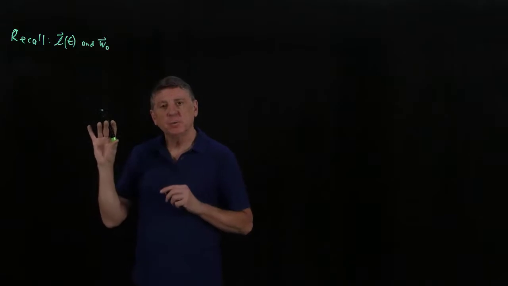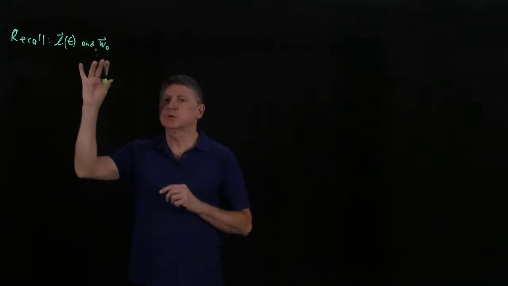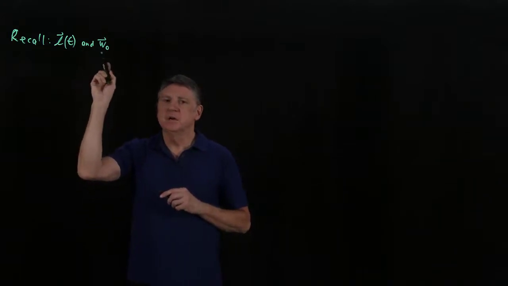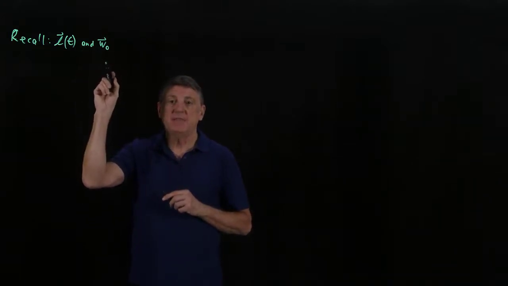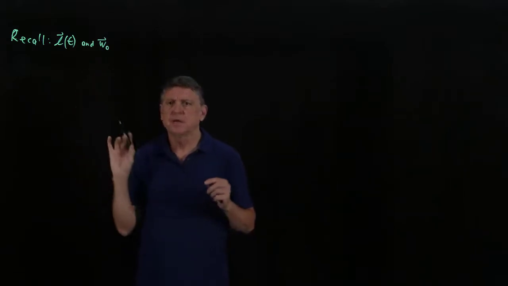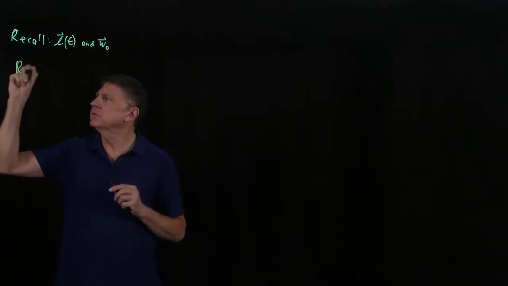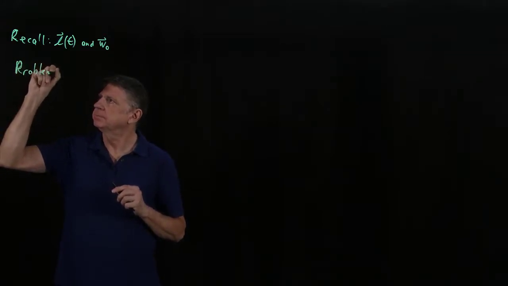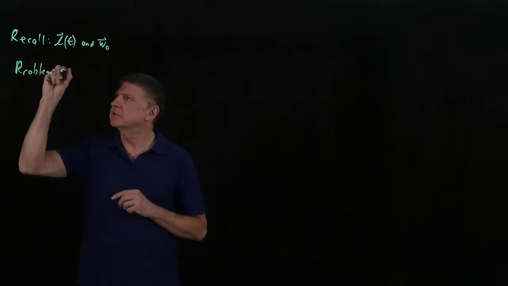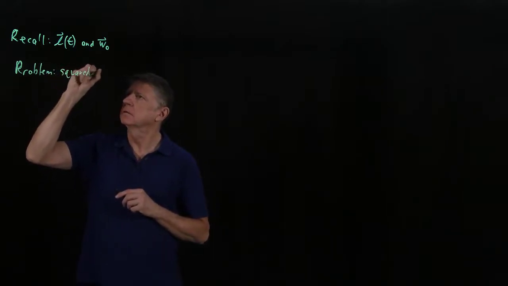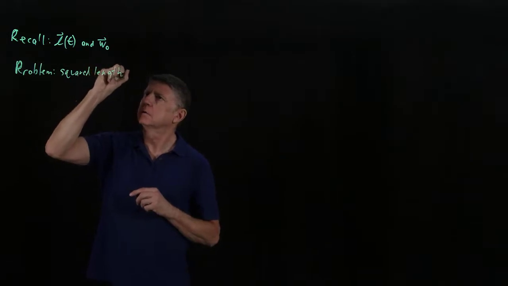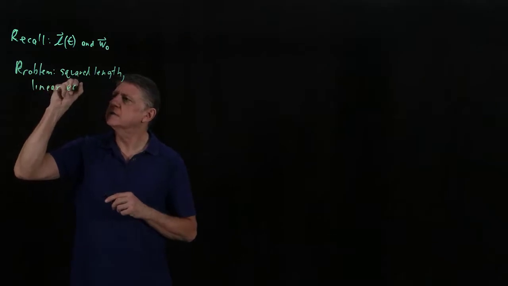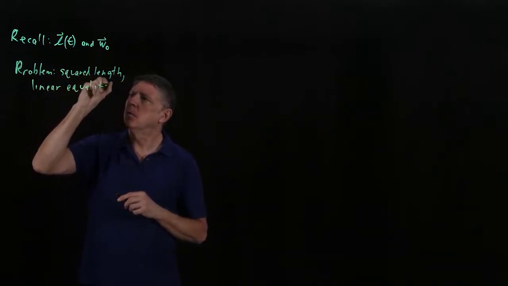Well, there's another way that we could do this, and we could turn this inside out. What we want to do is minimize the distance, and then we have a linear constraint. So let's refer to this as a problem which has a squared length and a linear equality. And let's explore what we mean.